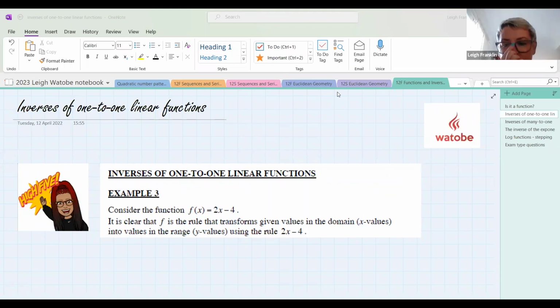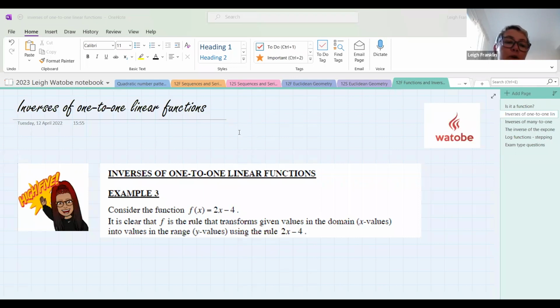But we'll be doing lots of revision of functions before we actually get to the June exams, and certainly before we get to trials and finals. I've also got a question on functions to do maybe later in this lesson. We'll just see how things go. If we finish inverses of one-to-one sooner, then we can go and have a look at the question that I've got. All right, so that being said, let's just jump straight into this.